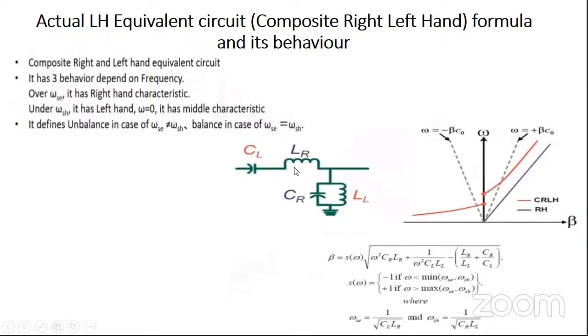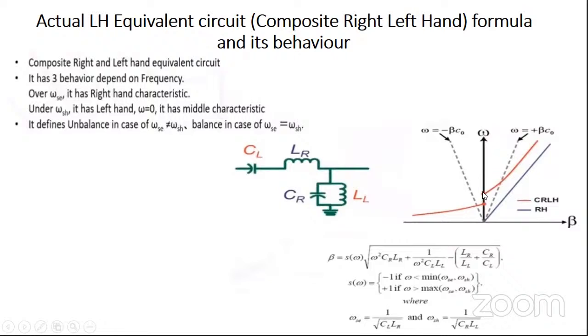This has the circuit as shown, C and L in series, C and L in shunt. So CL is the series capacitance, and LL is the shunt inductance, which form the left-handed material behavior, and LR and CR form the series inductance and the shunt capacitance, which behave like a right-handed material.